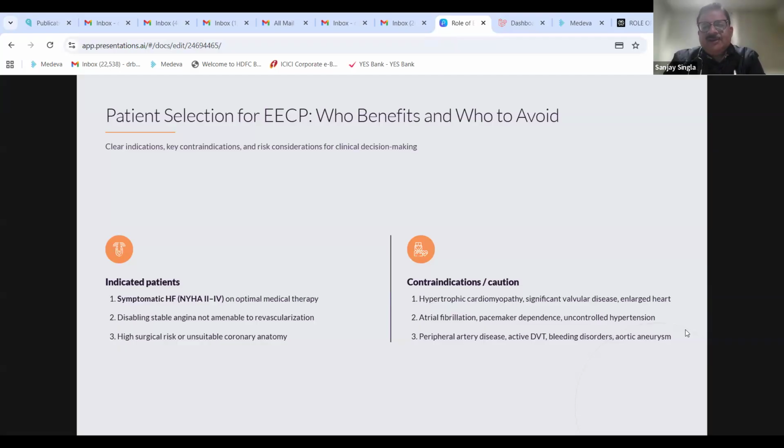Contraindications are hypertrophic cardiomyopathy, significant valvular disease, and large heart. Large heart, not to the tune of patients of ischemic cardiomyopathy where the LV size during diastole is around 55 to 60, those can be used. But if the patient's heart is quite enlarged, like in patients of DCMP where it is genetic, it can be a contraindication. Atrial fibrillation, pacemaker dependence, and uncontrolled hypertension are contraindications. Also peripheral artery disease, active DVT, bleeding disorders, aortic aneurysm, and aortic regurgitation.